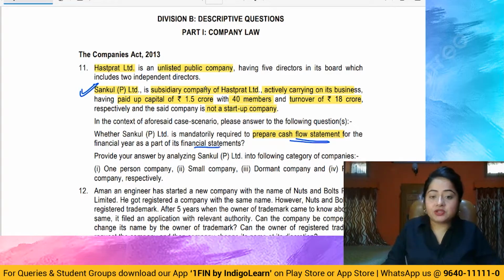Okay, now financial statement, if you remember the definition, this question is coming from your chapter 1 preliminary. You should know the definition of financial statement and accordingly you should also know the definition of 1-person company, small company, dormant company and private company. This Sangpul Private Limited is actively carrying on business. It has 40 members. It is not a startup company. It is a subsidiary company of Hansprat Limited.